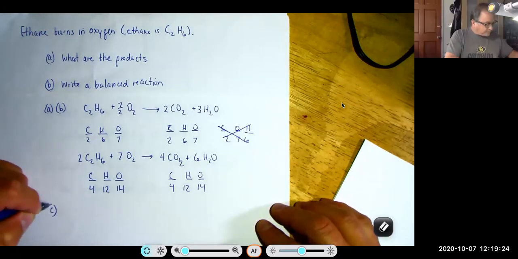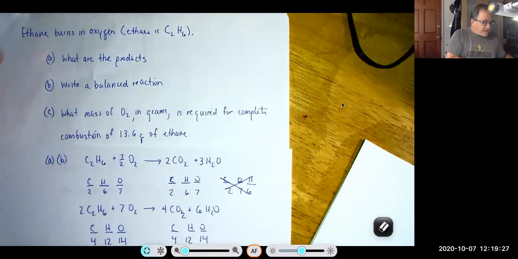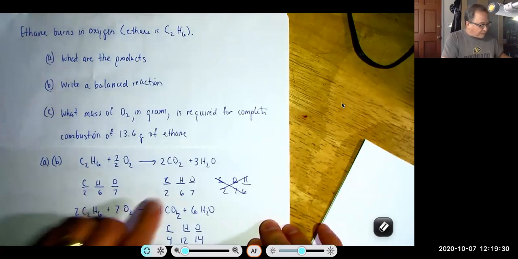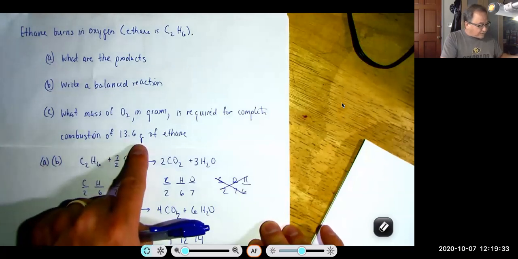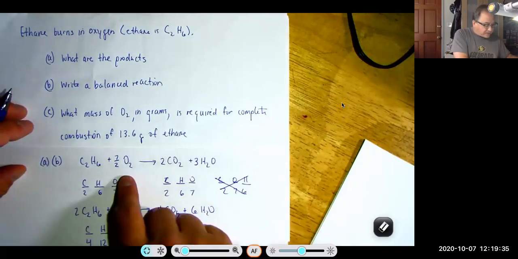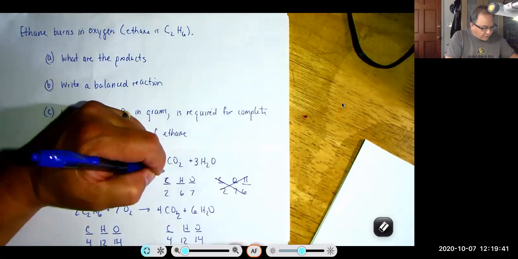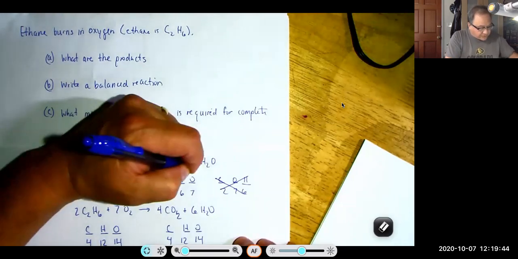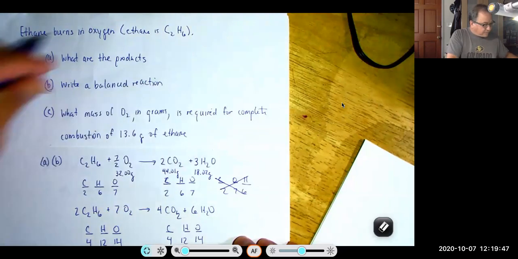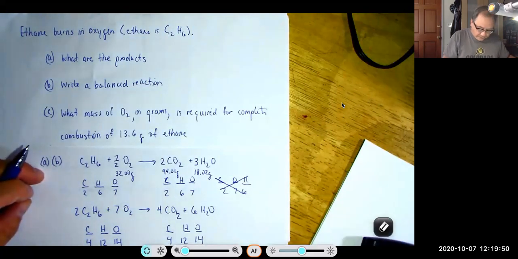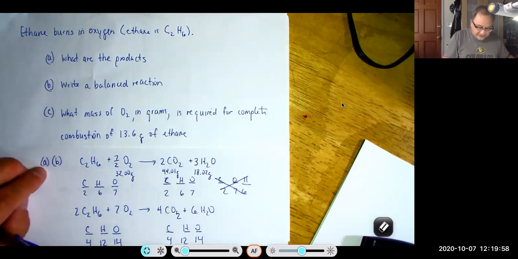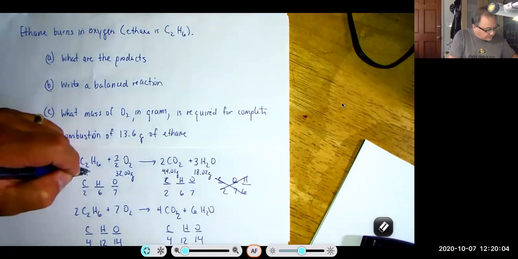Okay, C. What mass of O2 in grams is required for the complete combustion of 13.6 grams of ethane? So we're going to need the molar mass of oxygen, which is 32.00 grams. CO2 is 44.01 grams. H2O is 18.02 grams. This guy here is going to be 12.01 times 2 for the 2 carbons, plus 6 times 1.008 for the hydrogens, 30.07 grams.